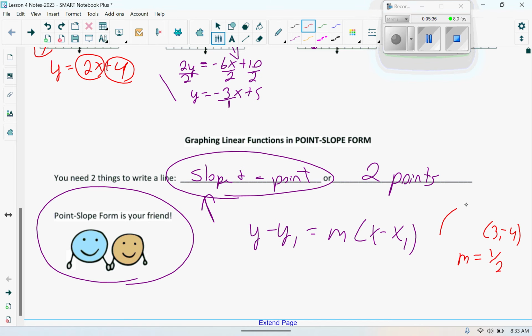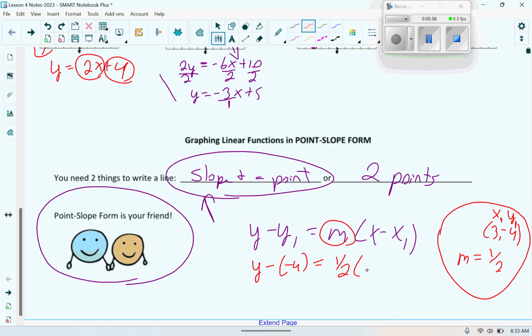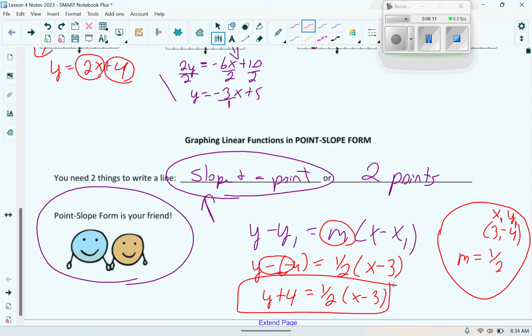So what if I have a point and a slope and I have to write an equation for it? Well, this is my x and this is my y. So I'm going to put this in for x1 and y1. So I'm going to say y minus -4 is equal to my slope, 1/2 times x minus 3. Okay, when you have a y minus a negative, that's really going to become a y plus 4. So I'm just going to clean that up. But other than that, that's all you have to do.